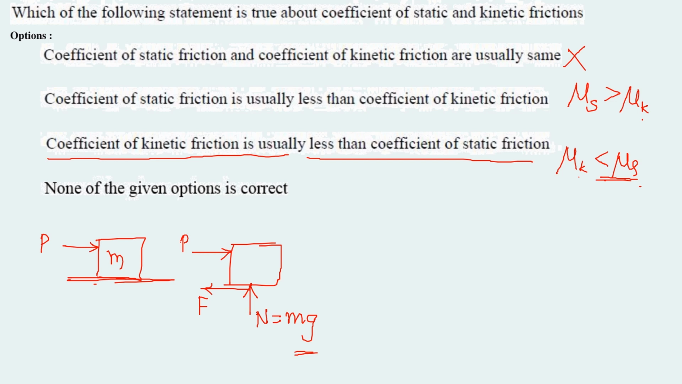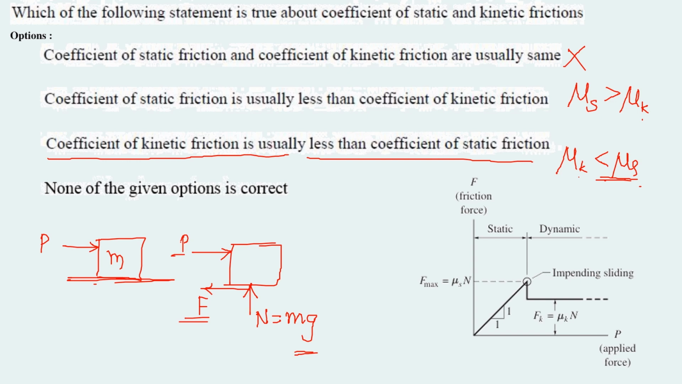Now if we plot the graph for friction force F and applied force P, we will have the following graph. We can clearly observe that with the increase in applied force P, the friction force gradually increases and attains a maximum value of mu s times N, where mu s is the coefficient of static friction, which is the slope of this curve, and N is the normal force.